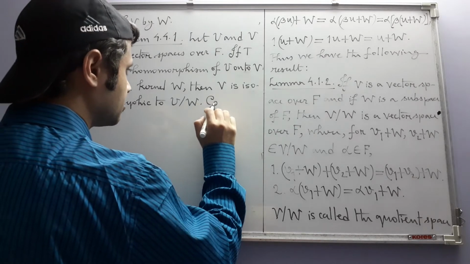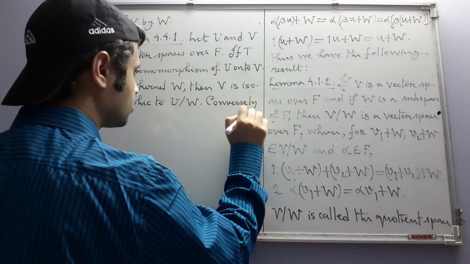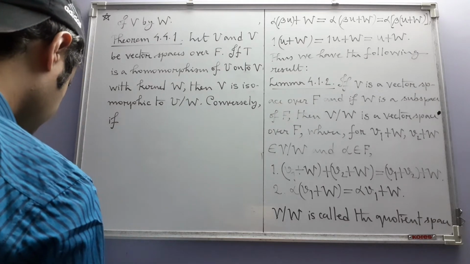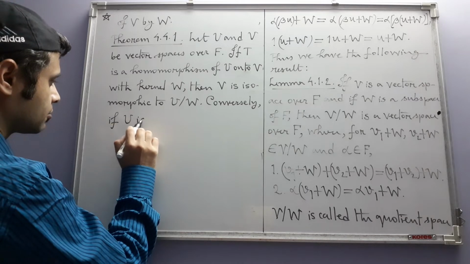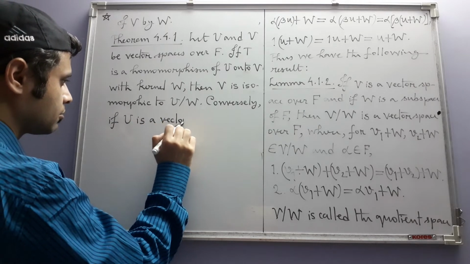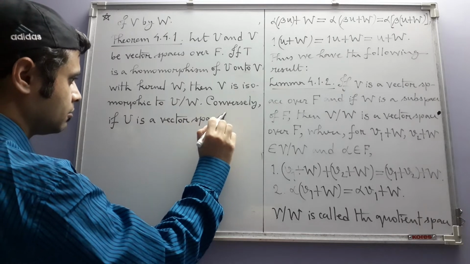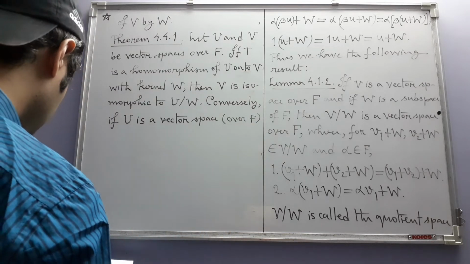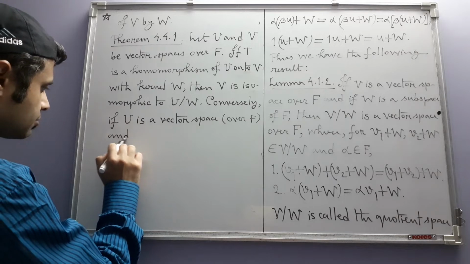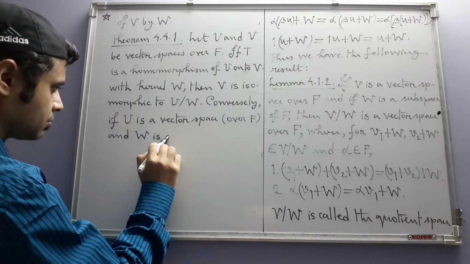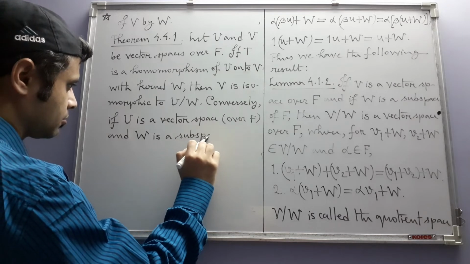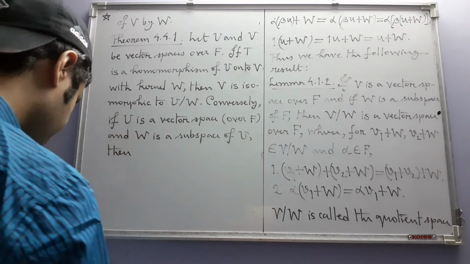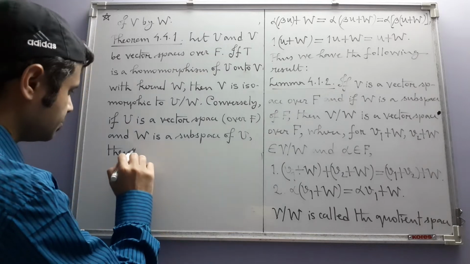Conversely, if U is a vector space over F, that thing is there in the background, the field of scalars, and W is a subspace of U, then there is a homomorphism.